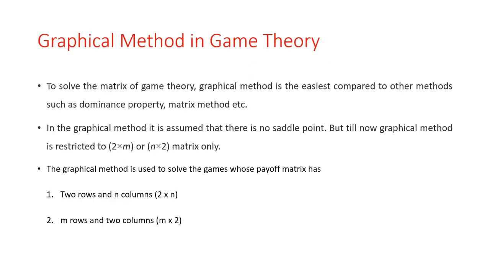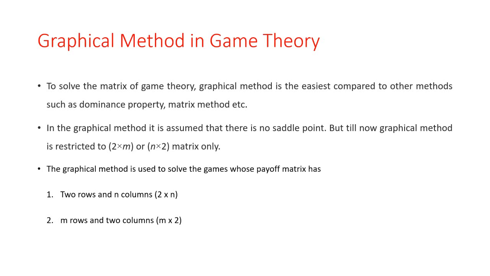To solve the matrix of game theory, the graphical method is the easiest compared to the other methods such as the dominance property or the matrix method. As I said, the matrix method is the payoff matrix. In the payoff matrix, we can solve the pure strategy problem and the mixed strategy problem, without using a saddle point and with using a saddle point. In the dominance property, we are eliminating rows and columns. Why do we need to eliminate the row and column?